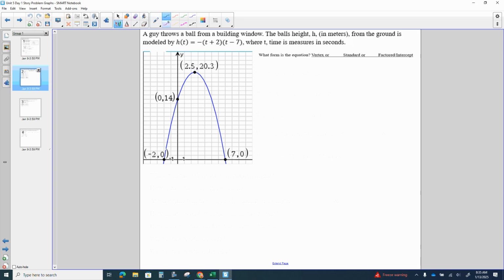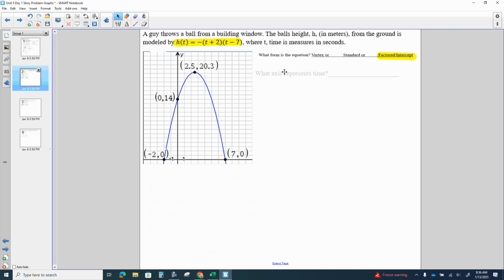All right, so let's start off. What form of equation are we looking at? The vertex, standard, or factored intercept form? So I would go up to my equation area. That's this part right here. And I look at this equation, I say, what kind is it? This is our factored intercept form because I have the two parentheses. So that's a dead indication that we're looking at our factored form.